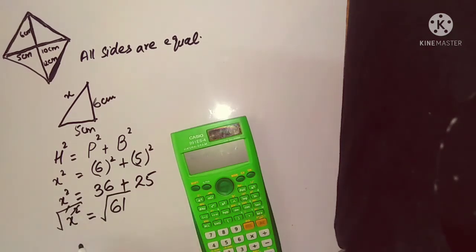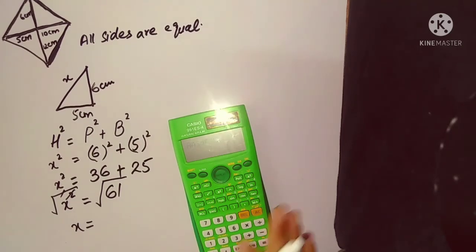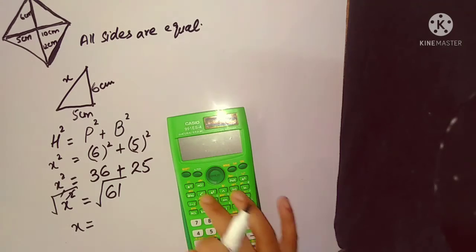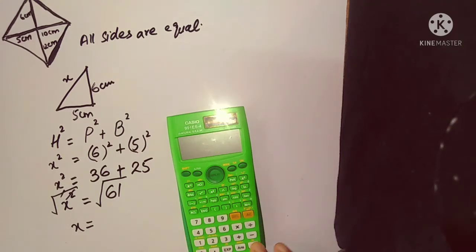Square and square root will cancel each other. So the value of x is the square root of 61, which is equal to 7.81.